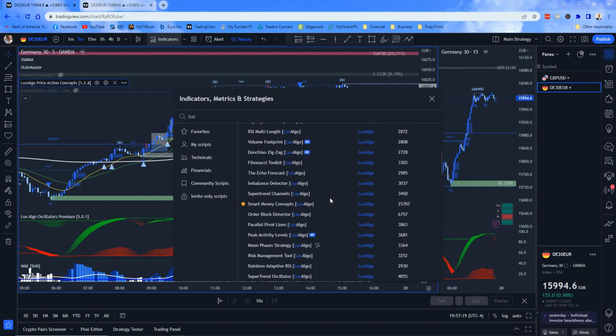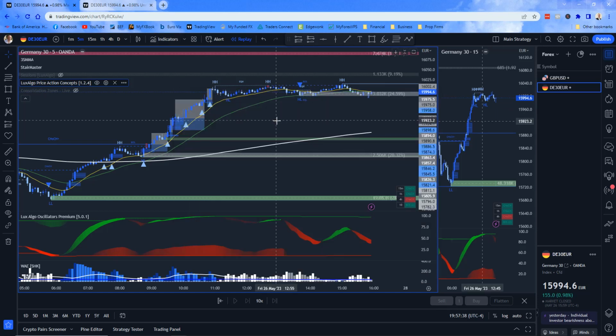By Lux Algo. So the one that you want to use is called Smart Money Concepts. It's basically the free version of Price Action Concepts, minus a couple of perks. But for the most part, it's basically this indicator right here. That is a free version. Try that first. If you like it and it makes sense to you and you want to get some of the extra bells and whistles, then Lux Algo Price Action Concepts.